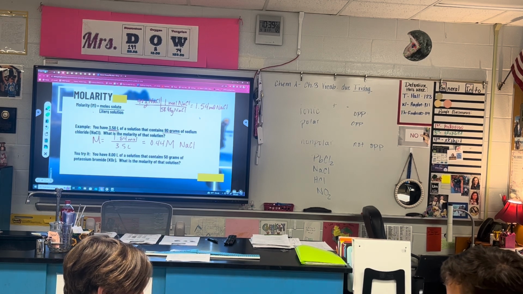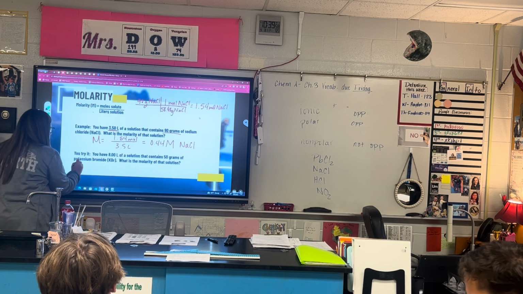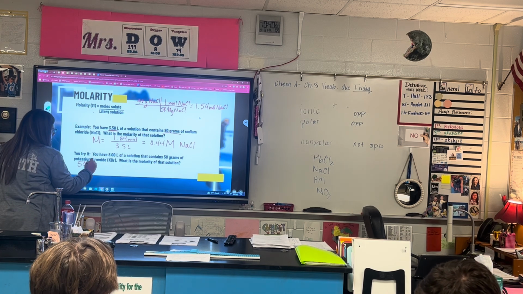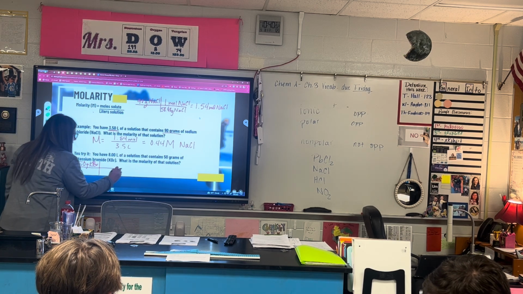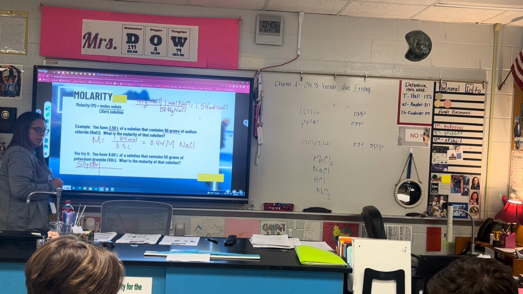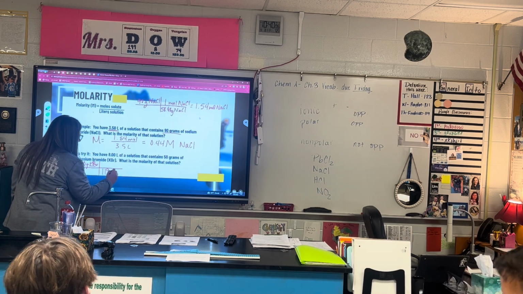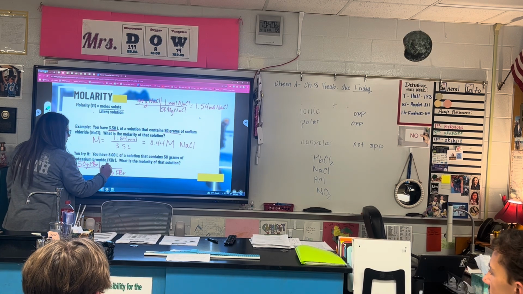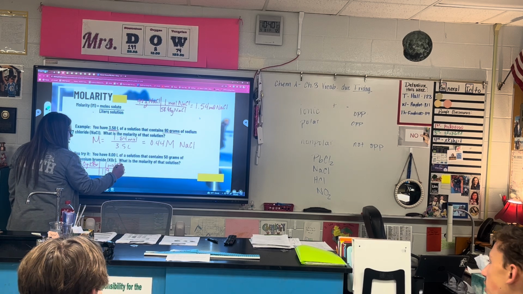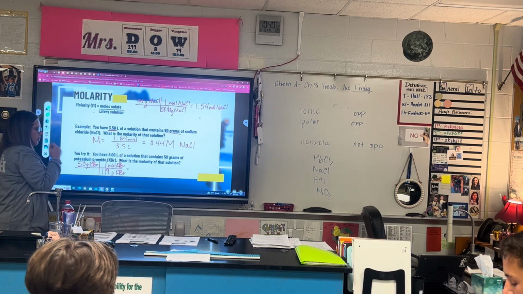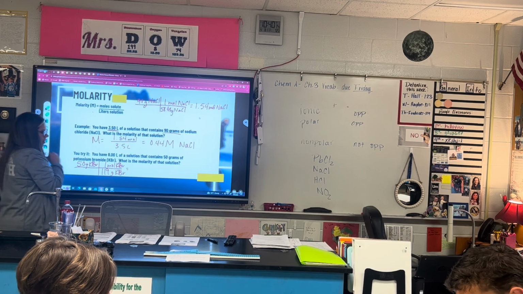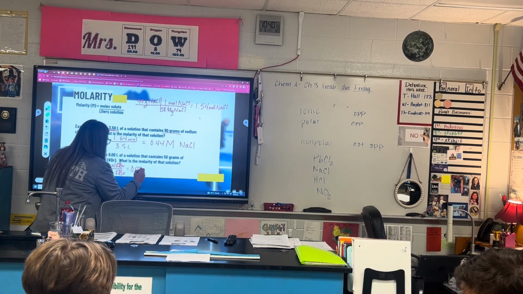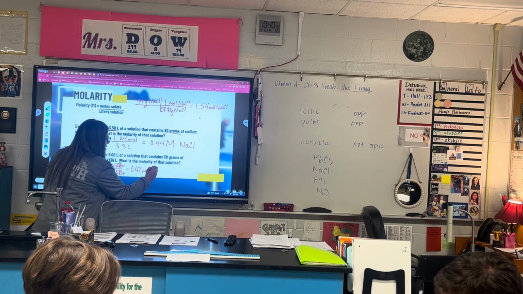Alright, so we start with our 50 grams of potassium bromide. And then, what is it, 119? Yes. So 119 grams of KBr for 1 mole of KBr. And what'd you get for the answer there? 0.42. And that's moles of KBr.